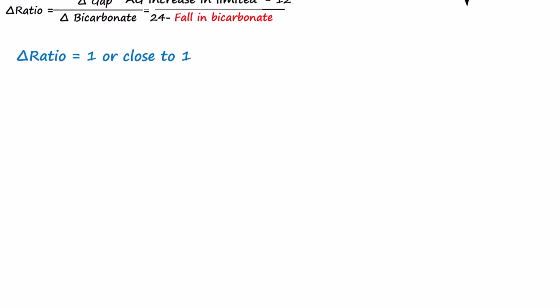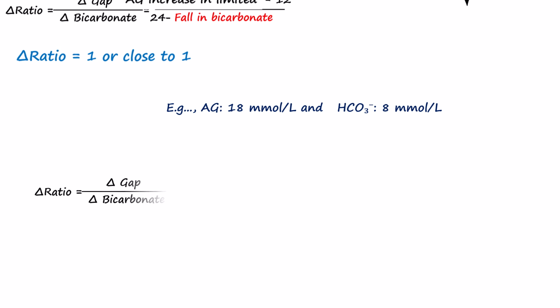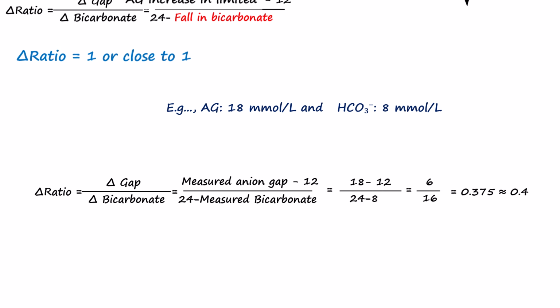Let's take an example again with the patient's anion gap of 18 millimole per liter and bicarbonate of 8 millimole per liter. With this, we get a delta gap of 6 and a delta bicarb of 16. The delta ratio is therefore 0.375, or close to 0.4. The increase in anion gap, or the delta gap of 6 millimole per liter, suggests a mild high anion gap acidosis. Along with it, the substantial bicarbonate decrease of 16 millimole per liter is far greater than expected for the anion gap increase, indicating an additional normal anion gap metabolic acidosis.